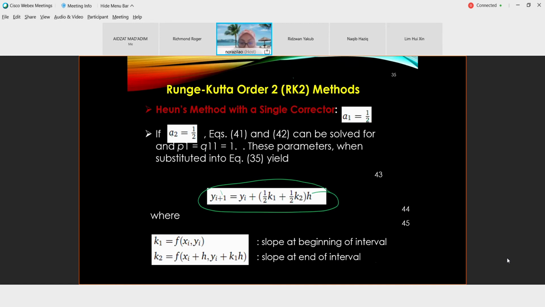However, you must calculate the K1 value. K1 is f(xi, yi). K2 is equal to the function f(xi plus h, yi plus k1 h). You must simplify this to become one coordinate, and this also, one coordinate.